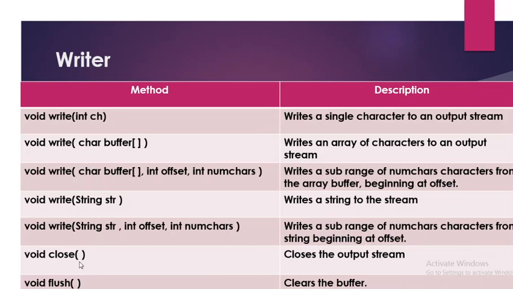Void close is used to close the output stream, and the flush method is used to clear the buffer. So these are all the methods related to the Writer class. From any of the lower-level classes, from any class in the hierarchy, you can use any of these writer methods, because they are all available in the top-level abstract class, that is Writer.